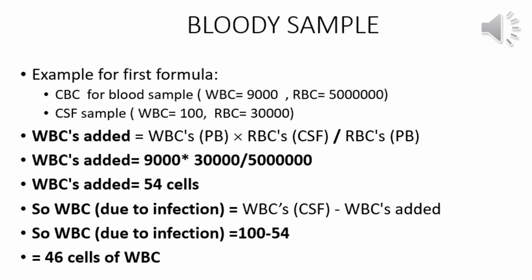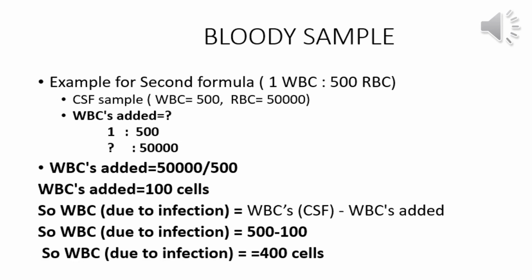This is the example for the first formula. In the next slide I will do an example for the second formula. Now the second formula, example for the second formula in case you have a bloody sample. Each white BC has 500 RBC opposite it. Each white BC corresponds to 500 RBC.